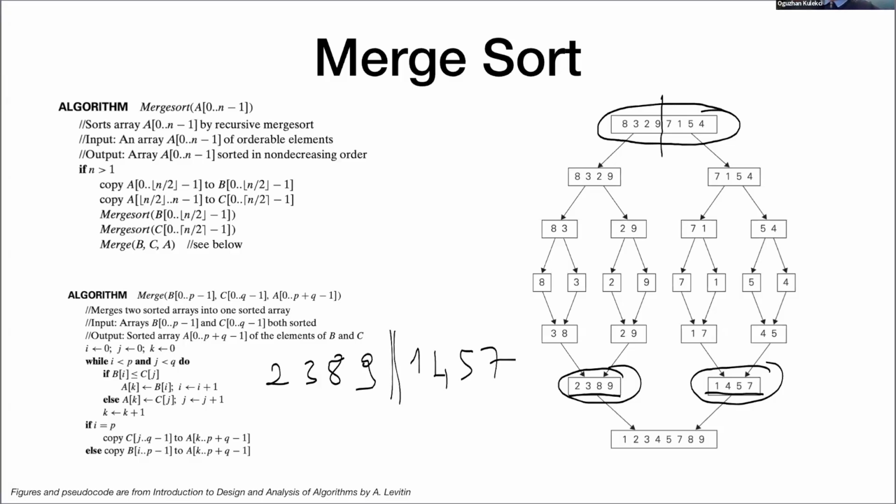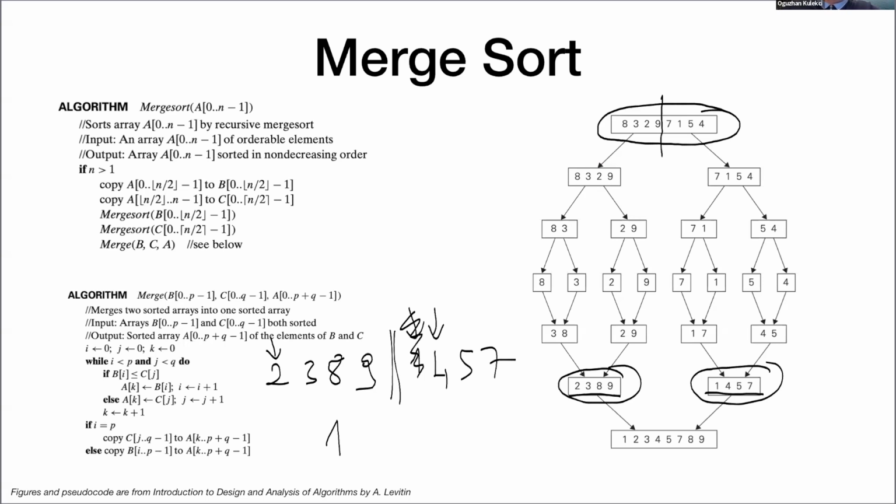I know that both of them are sorted, so I will just have two pointers, on the left and on the right. I will start from here and I will start from here. Okay. So I will compare them. Whichever is smaller, I will write it to the output and advance the corresponding pointer to the next one.